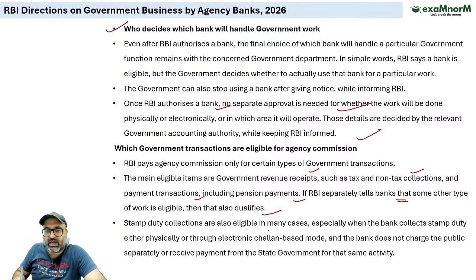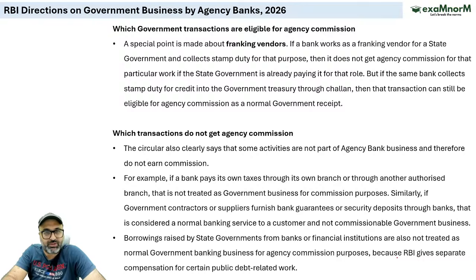Stamp duty collection is also eligible in many cases, especially when the bank collects stamp duty either physically or through the electronic challan mode. Then in that case also you will enjoy the benefit of commission. Next: which government transactions are eligible for agency commission? The special point is made about franking vendors.